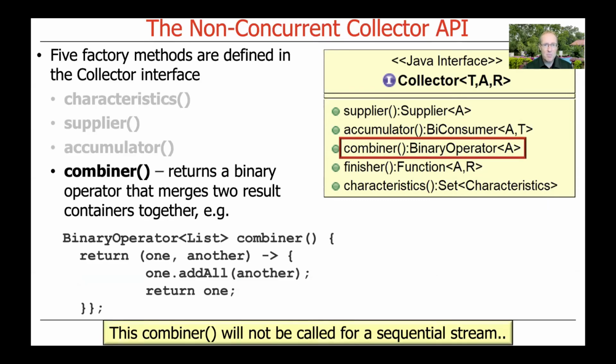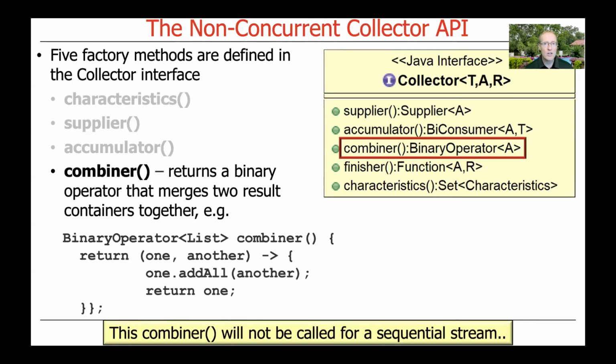There's another method that's part of the Collector interface called the combiner. And this method is only relevant for parallel streams. It'll never be called for sequential streams. I'm going to show you an implementation of it just to be complete here. But keep in mind that this would only be invoked by the streams framework if we were using this non-concurrent collector in the context of a parallel stream, which at first glance may seem a bit like an oxymoron, but will become a lot more clear as we get further into the parallel streams discussion.